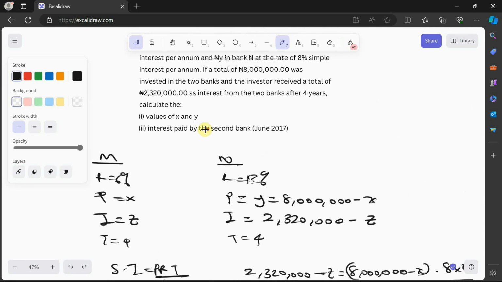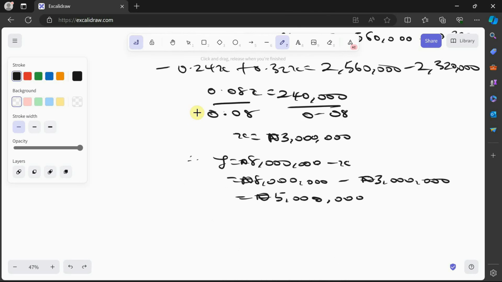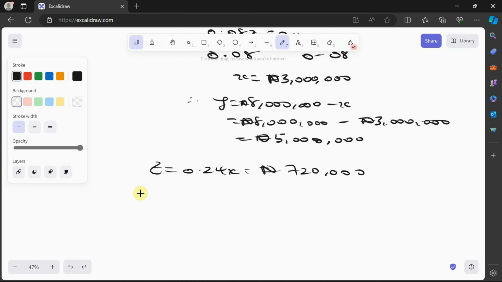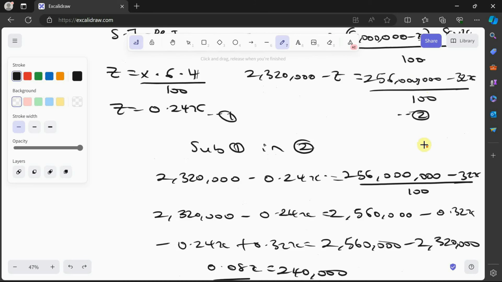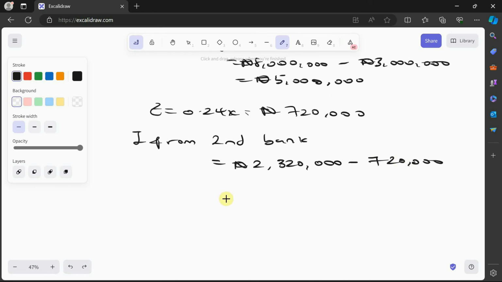Given that, it now says, what is the interest paid by the second bank? So we know that Z is 0.24 times X, which is the interest paid from the first bank. If I substitute, our X is 3 million, that gives me 720,000. Z is the interest from the first bank, but what I'm looking for is the interest from the second bank, and that is 2.32 million minus Z. So the interest from the second bank is equal to 2.32 million minus 720,000, which will give you 1.6 million.